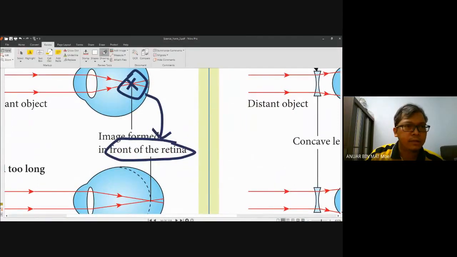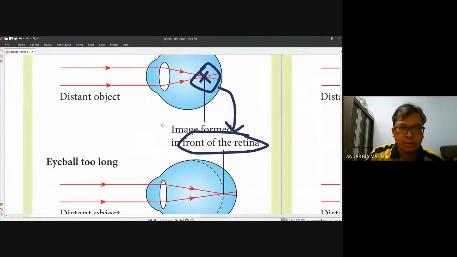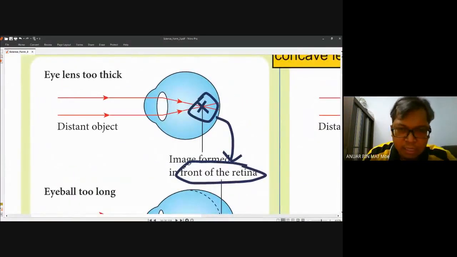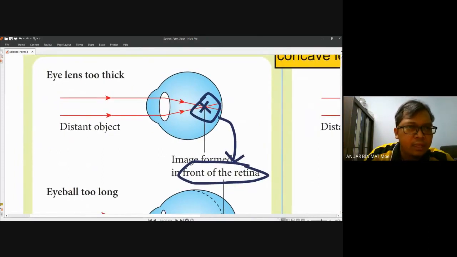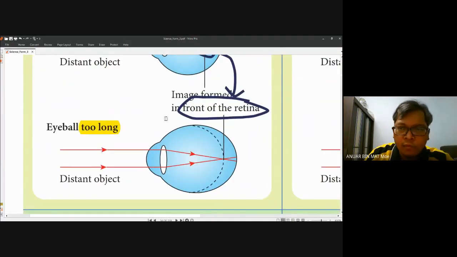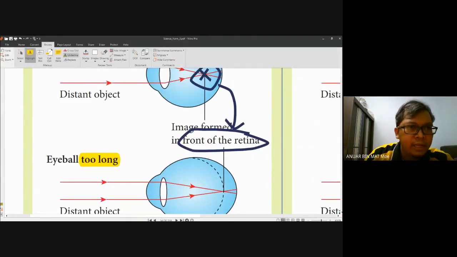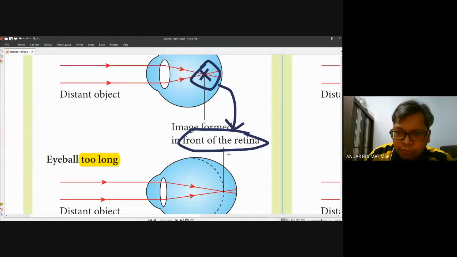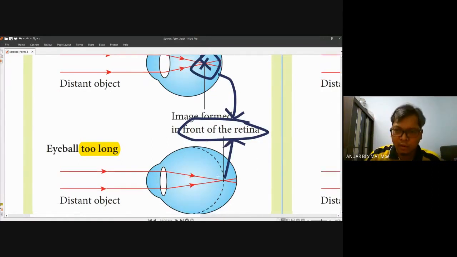All right, so next one. The first cause is the eye lens is too thick, or the eyeball is too long. If you see here, in both defects the image will form in front of the retina, so that the image you see is blurry.